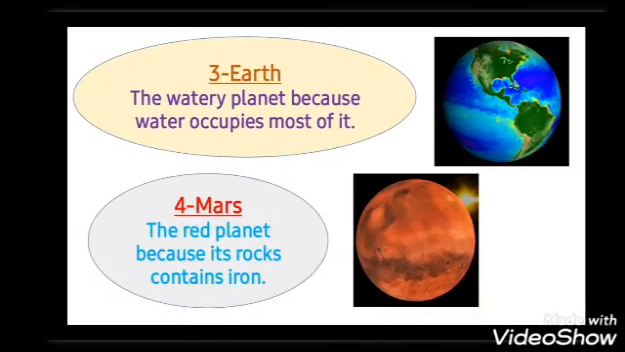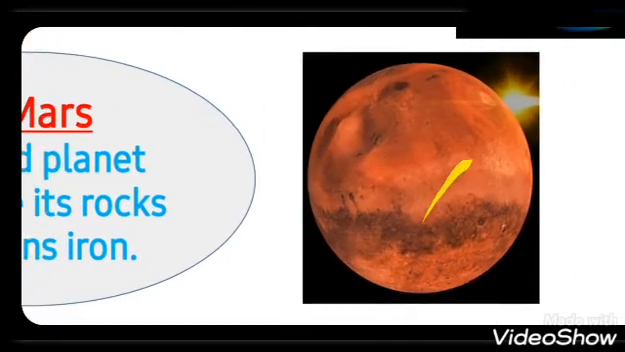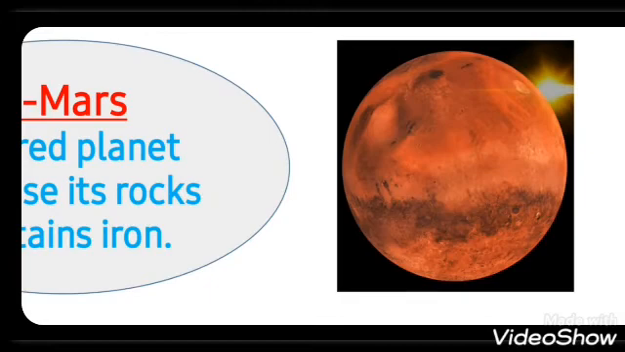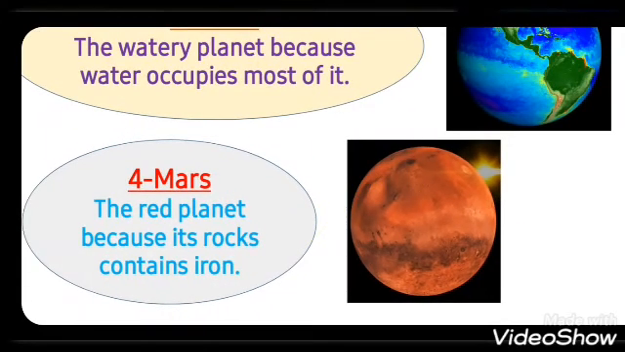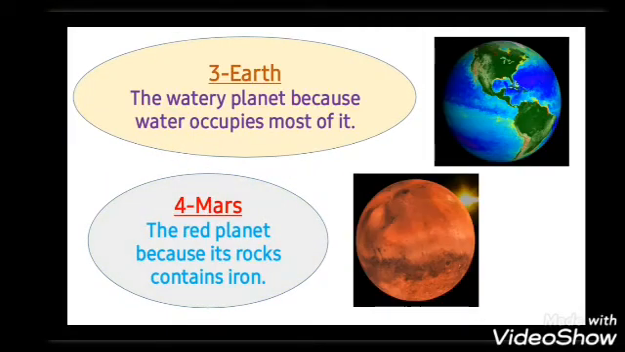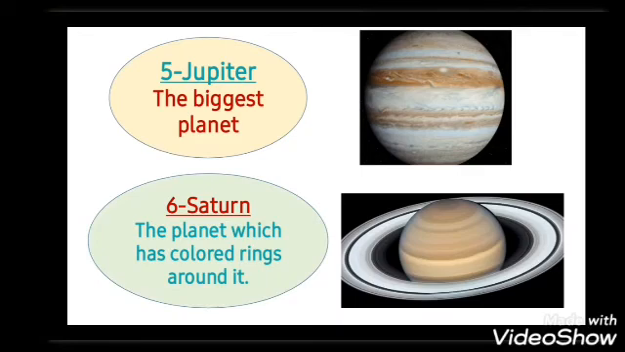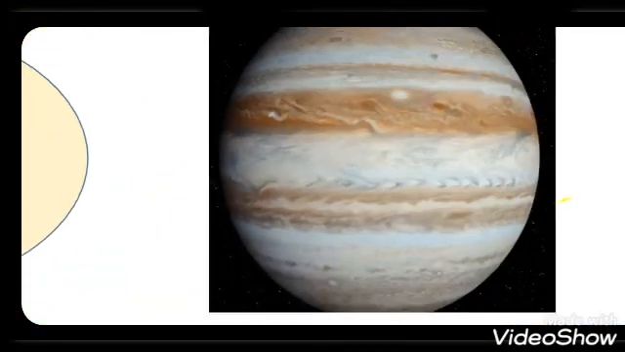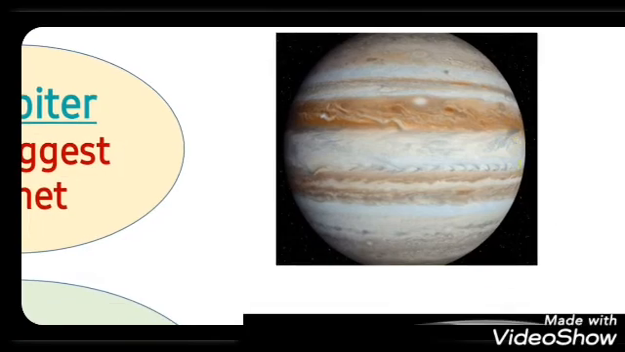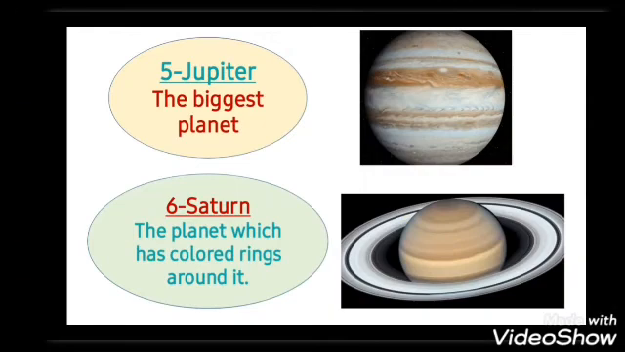After that, number 4, Mars. Mars is the red planet. Why? Because the rocks on Mars contain iron metal, so its color is red. After that, Jupiter. I said that Jupiter is the biggest planet.